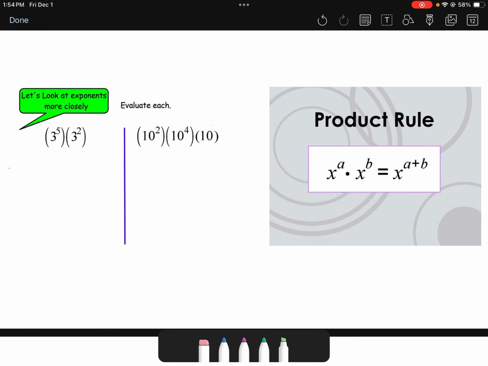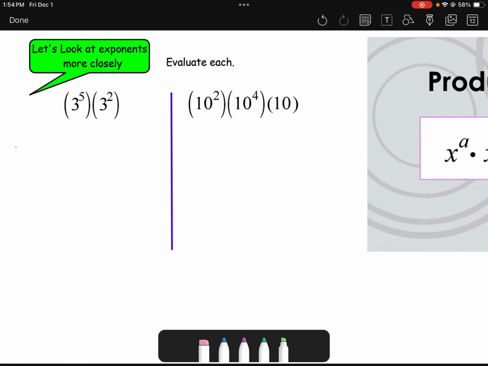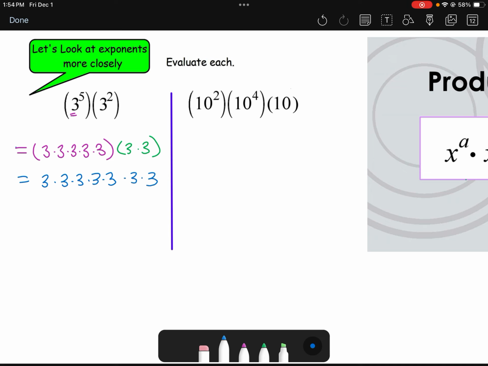Okay, so let's take a little bit closer look. What we're going to do is eventually show you the product rule, but let's see where it comes from. So I have 3 to the 5th times 3 squared. 3 to the 5th, remember that means the base is 3, my exponent is 5, so I'm taking 3 times itself 5 times. Now I have 3 squared. Well, that means I'm taking 3 times itself 2 times. So that's 3 times 3 times 3. You're going to get the point here.